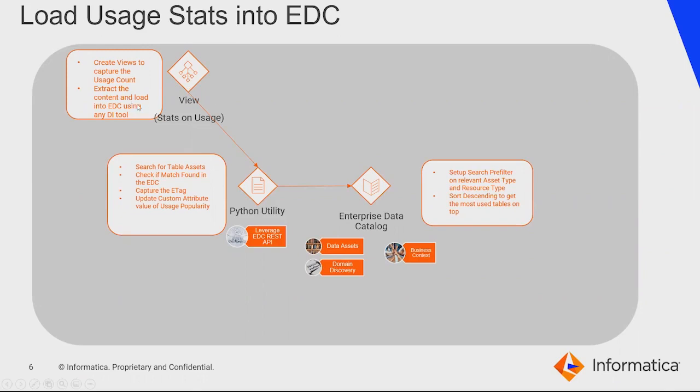Extract the content of usage, like database, schema, table, and number of times it's queried, into a file, and it can be pushed into the EDC server using an EDI tool. The utility being built here can be used to search for those table assets in EDC, check if a match is found, and if the match is found, capture the respective E tags and update the custom attribute value with the updated usage popularity index.